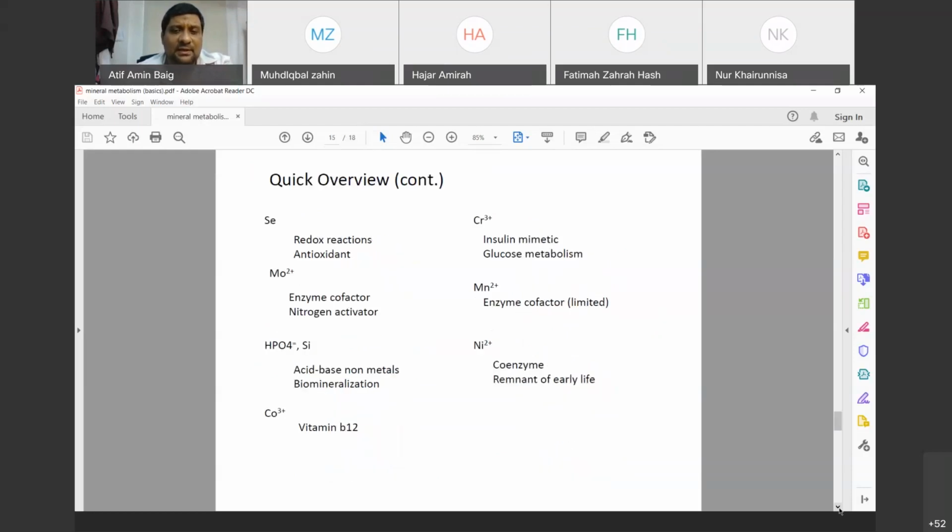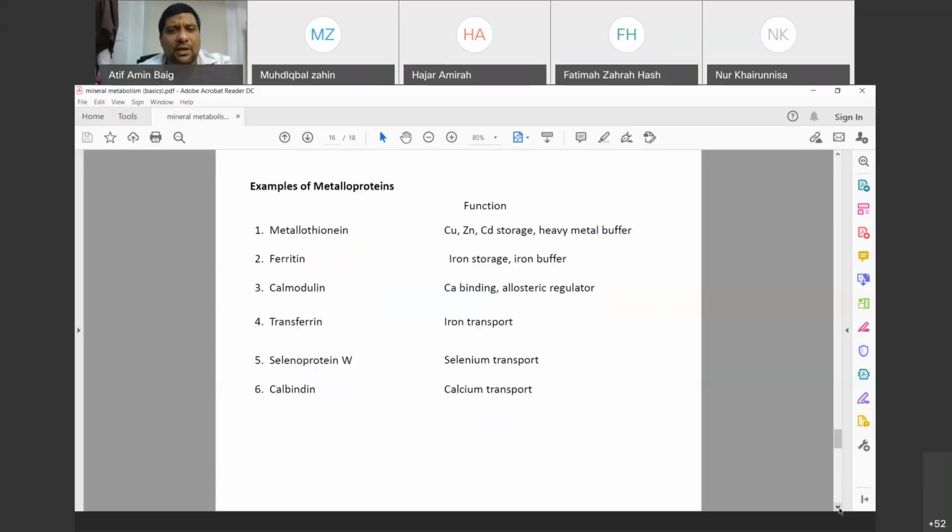And these are some other examples, where we are discussing minerals and their function as a cofactor, not as a part of the enzyme. So these are some of the metalloproteins, or the proteins which have the mineral in their structure. This slide is again very important. For example, we have metallothionein, whose function is copper, zinc, and cadmium storage and heavy metal buffering. Ferritin is involved in iron storage and iron buffering. Calmodulin is involved in calcium binding and allosteric regulation. Transferrin is for iron transport. Selenoprotein W is for selenium transport. Then we have calbindin, which is for calcium transport. So remember this slide is an important one, and an easy one if you just remember this part.